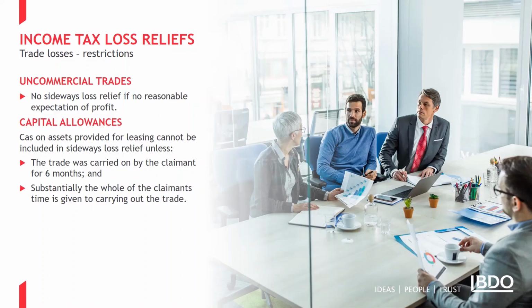Moving on to other restrictions. It is important to be clear that the trade in question is operating in circumstances where the business is being conducted on a commercial basis and with a reasonable expectation of profit. Sideways loss reliefs are not available for less commercial activities, for example those which are more akin to a hobby than a trade. An additional provision applies to prevent sideways loss claims in farming and market gardening businesses where there have been losses in a sixth continuous year. As noted on the slide, there is an anti-avoidance rule excluding capital allowances on assets provided for leasing from sideways loss claims in the circumstances outlined.